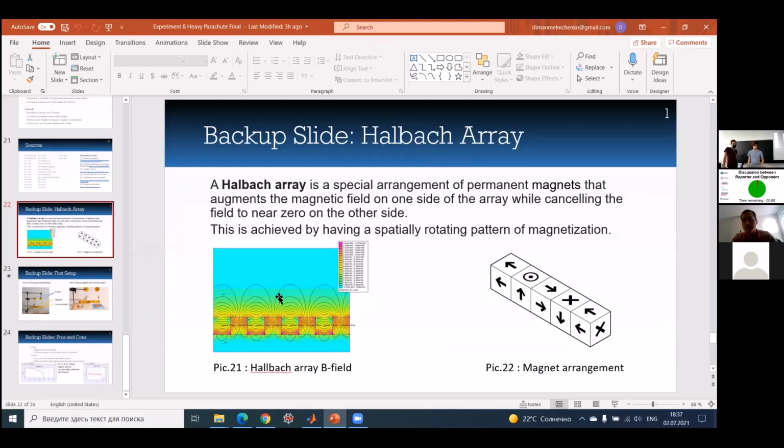What I mean by that is the Halbach array. It's such an array that allows almost 100% magnetic flux on the one side of the magnet, while the other side is completely empty, or more or less completely empty, which would increase the efficiency.